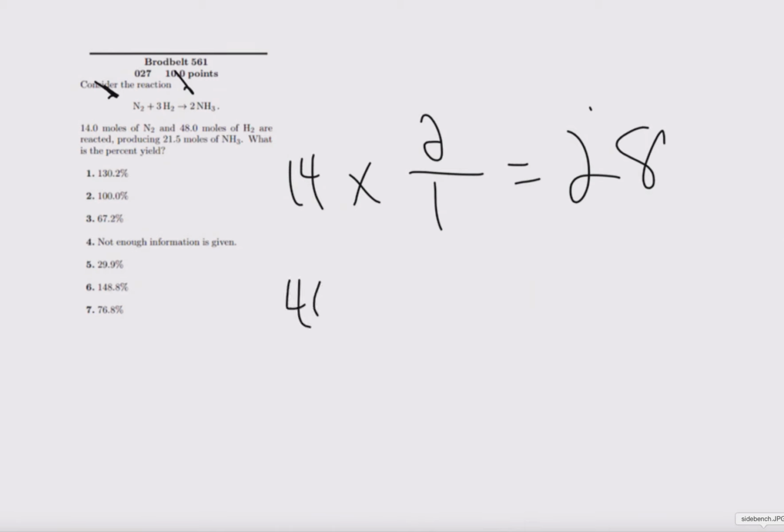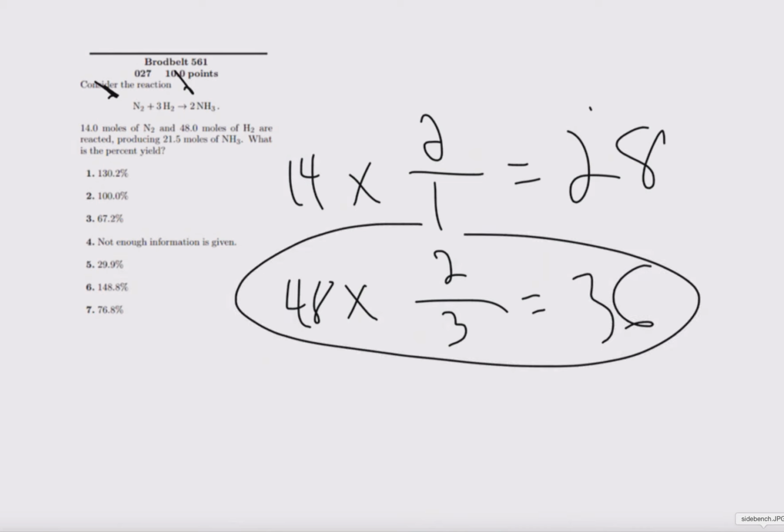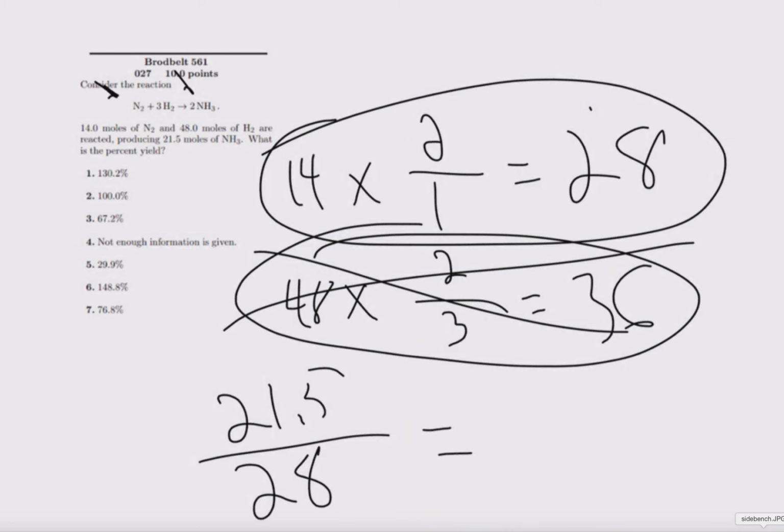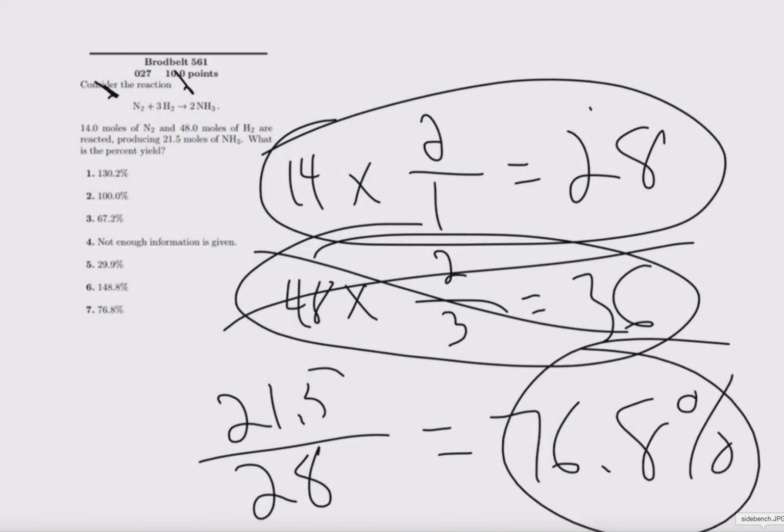If we react 48 moles of hydrogen, this ratio is 3 to 2. 2/3 of 48 is 32. So the hydrogen gives us a bigger number than the nitrogen does. So the limiting reactant here is the nitrogen. So we should have gotten 28 moles, but we didn't. We got 21.5 moles. So 21.5 divided by 28 means we got approximately 76.8% of our possible amount.